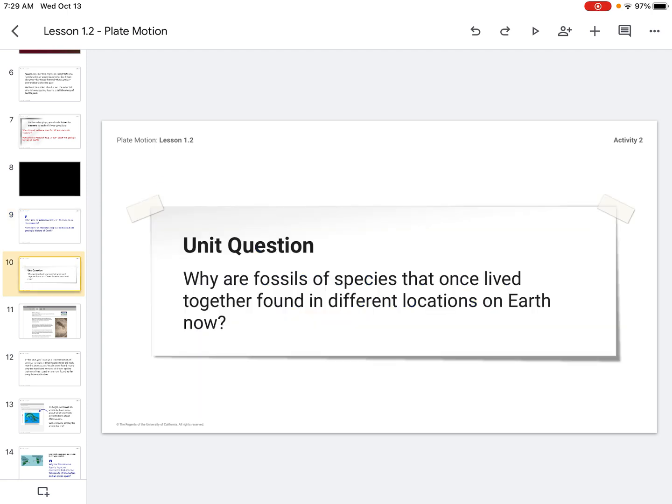It introduces our unit question. So the phenomenon, the unit question for this entire unit is, why are fossils of one type of species that once lived together found in different locations on Earth now? If you remember the questions on the pre-assessment, there was a question that kind of said, hey, there are these fossils that are found on 2 different continents. What happened? How did they get there? And that's kind of what we're referring to today.